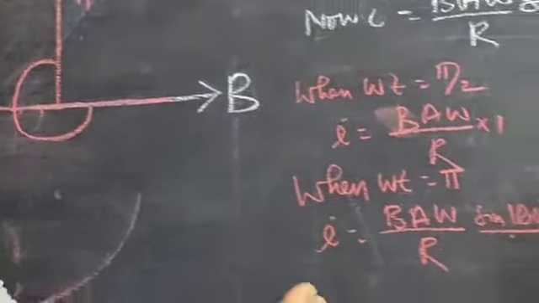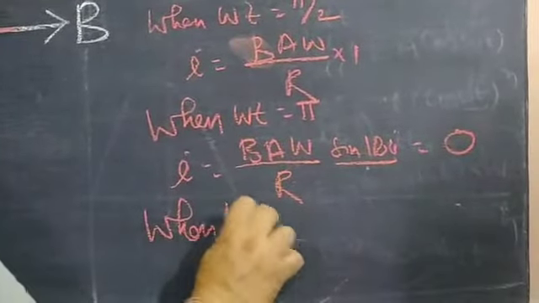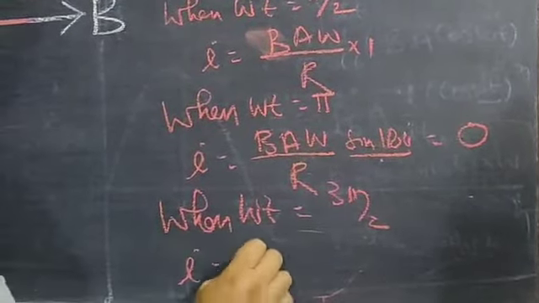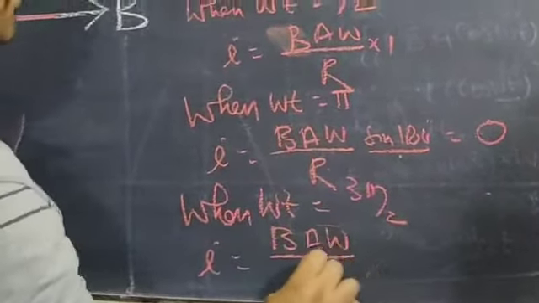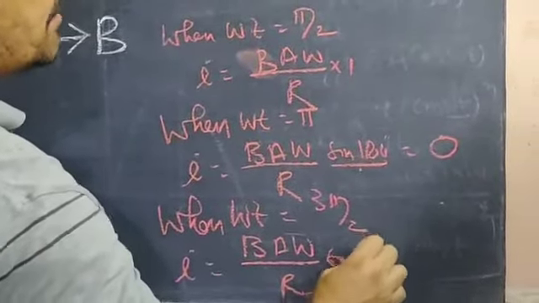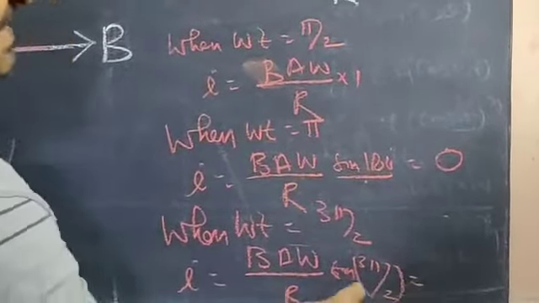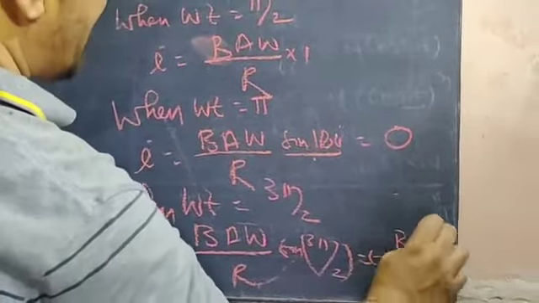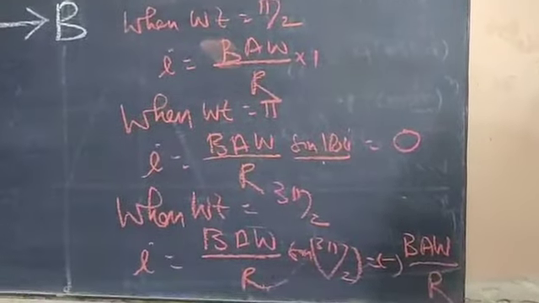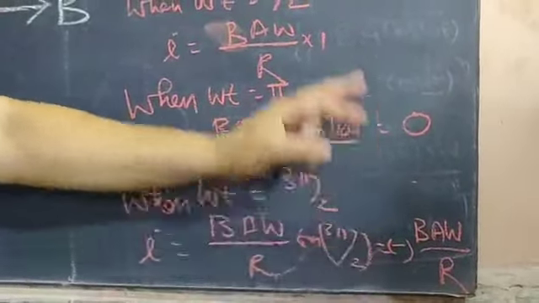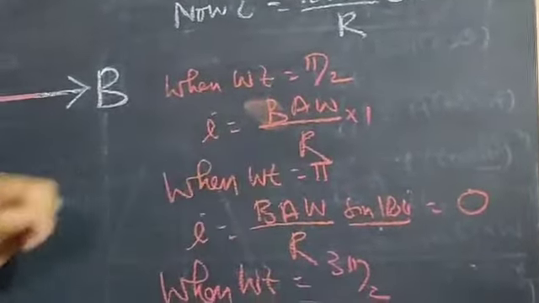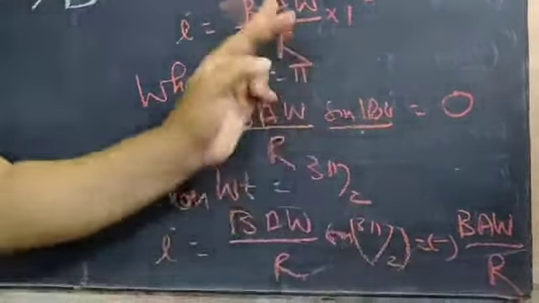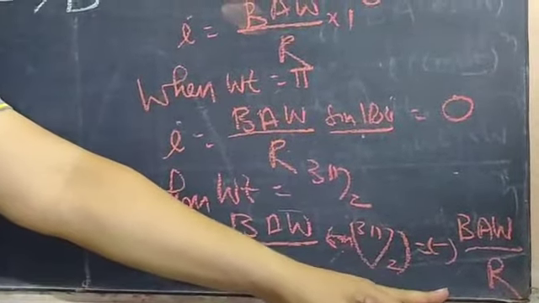It means when omega t is equivalent to 3 pi by 2, then I is equivalent to B A omega upon R into sine 3 pi by 2, and sine 3 pi by 2 is -1, so minus B A omega upon R. So current is again maximum, equivalent to when the angle was 90 degree. The magnitude of current is the same, but it is now negative.